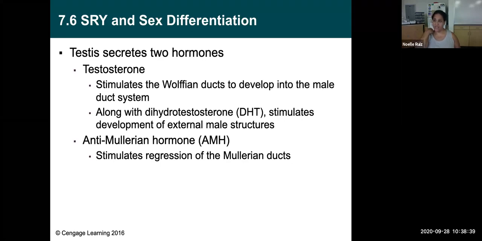So you can see there's a lot of steps that need to happen, right now we're talking about males, for males to develop normally. You got to have the presence of the gene, which induces the hormones, which induces organ development. So there's a lot of steps where something could happen.